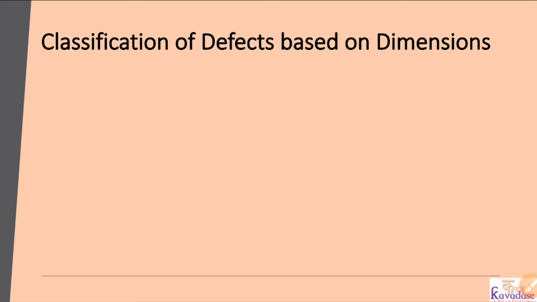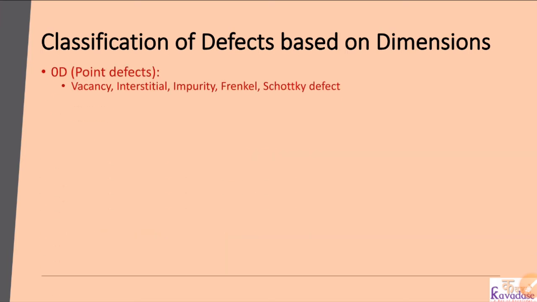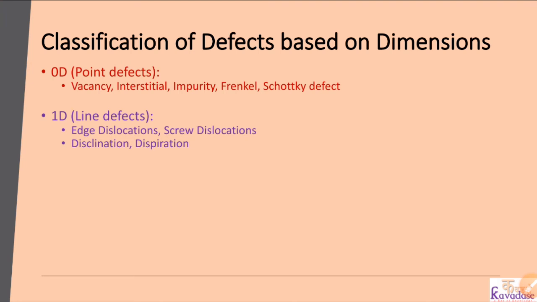Then the classification of defects based on dimensions. 0D, zero-dimensional defects, are also known as point defects. Vacancy, interstitial, impurity, Frenkel and Schottky defects come under this category. Then 1D, line defects: edge dislocations, screw dislocation, disclination and dispersion come under the 1D or line defect category.